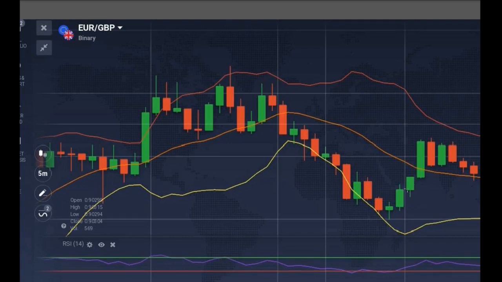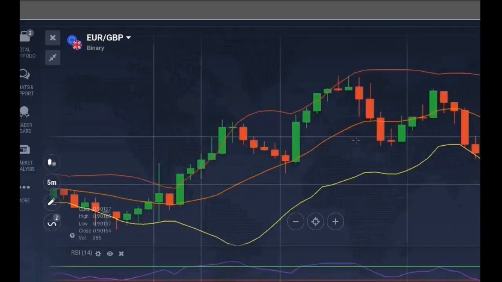Okay, so you can see after 5 minutes what happened. You actually placed a call option, that is an option to buy the asset at this point, and then at the end of your expiration time, you can see that you actually won this trade. Okay, so it's a 90% guarantee. You're going to win 90% of the time. So 9 out of 10 trades, you're going to win. Okay, so let's move on.